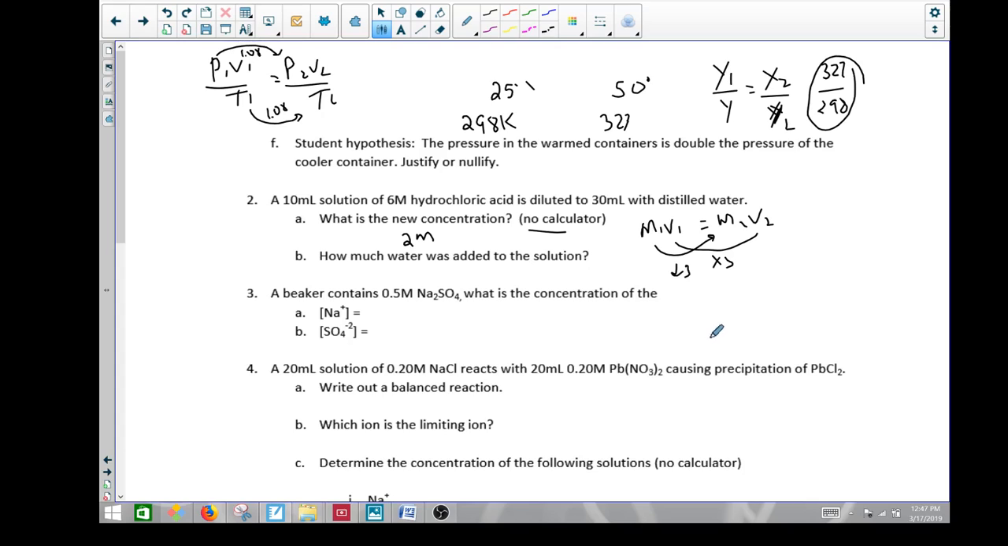How much water is added? Okay, so in this case, pretty easy. This guy starts out at 10. This guy ends at 30. So I just added 20 milliliters of water. All right, so very useful skill here. We have a beaker containing these concentrations. What's the concentration of each of these guys? 0.5 times 2 is 1 molar. 0.5 times 1 is 0.5 molar.